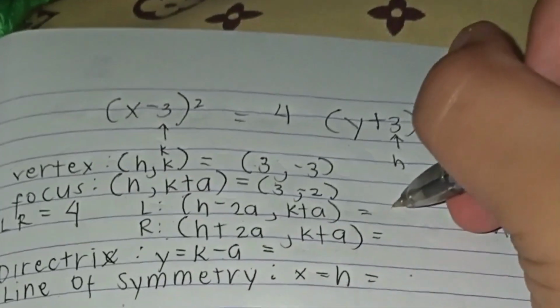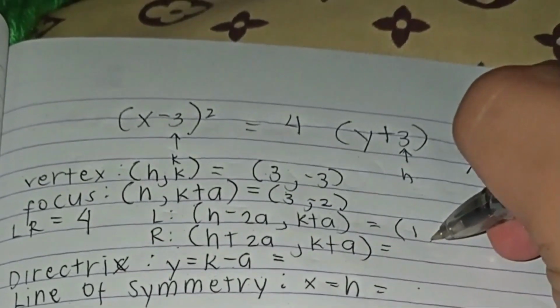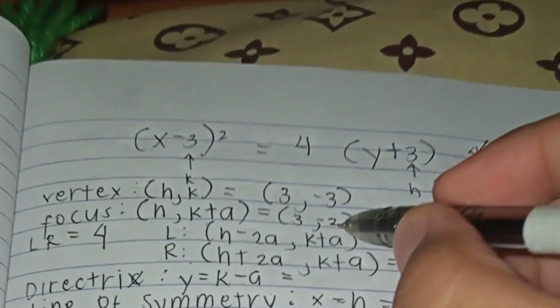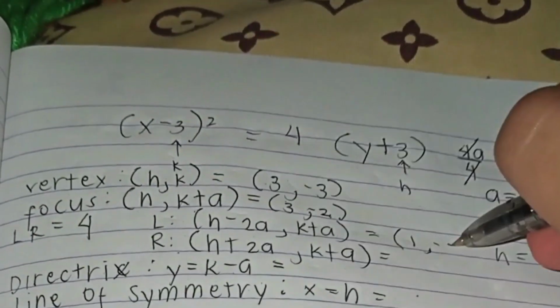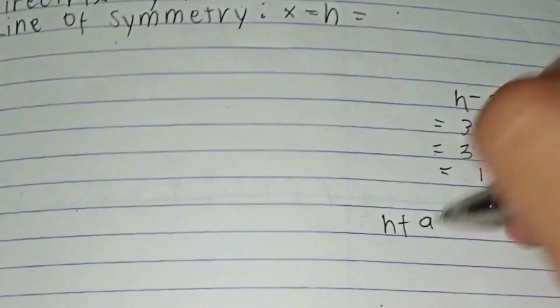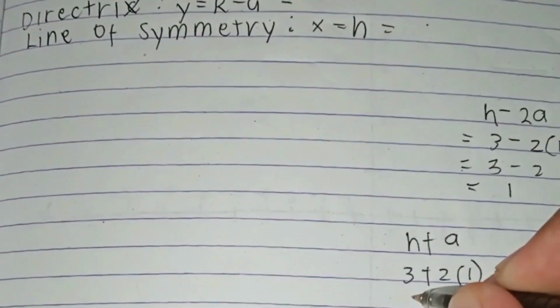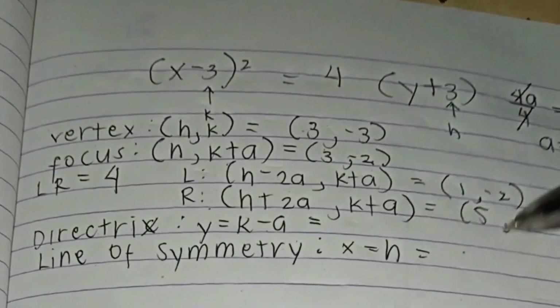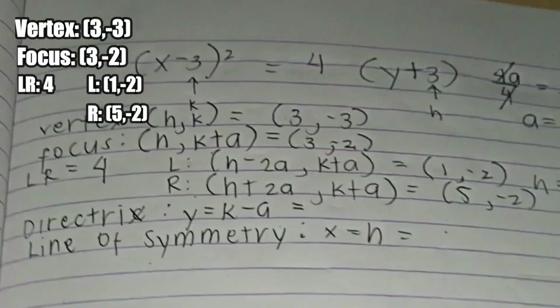So 1, k plus a is already given. It is equal to negative 2. And then h plus 2a, 3 plus 2 times 1 is equal to 5. So 5 and negative 2.